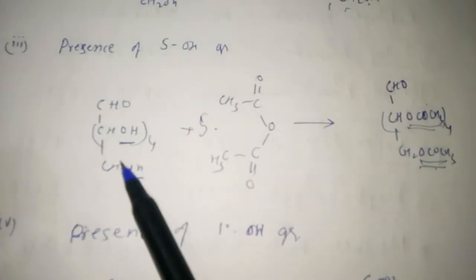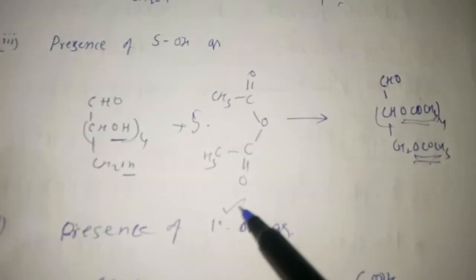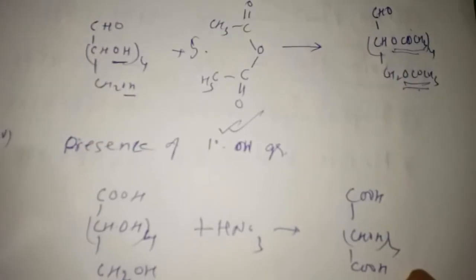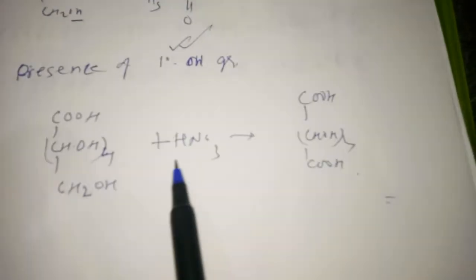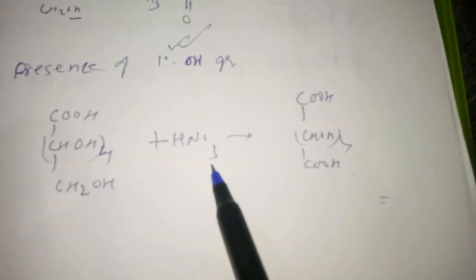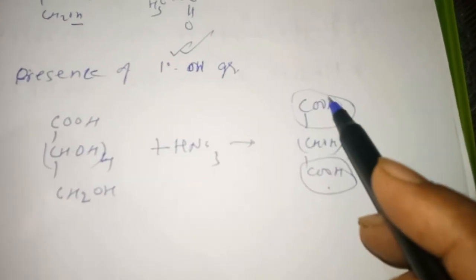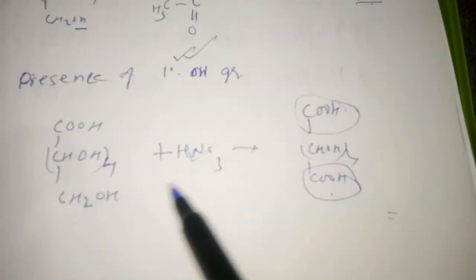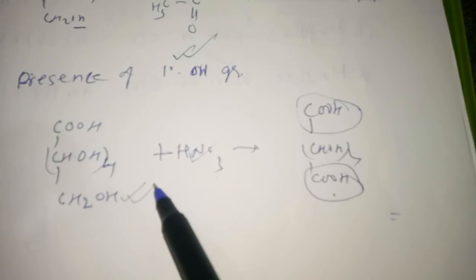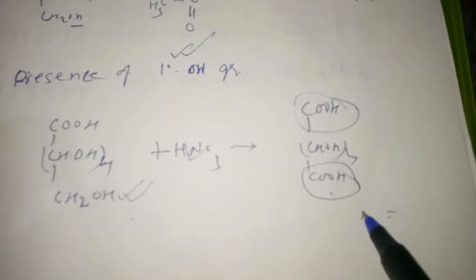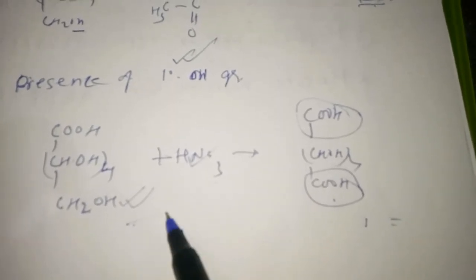Now, of the 5 OH groups, 4 are secondary and 1 is primary. How will we prove that a primary OH group is there? For this, we take glucose, which reacts with nitric acid, forming glucaric acid. Both the parts become acid. So with nitric acid, only the 1 degree alcohol reacts to give acid. So we confirm that it contains a 1 degree alcohol.